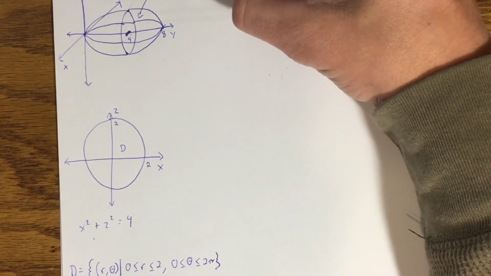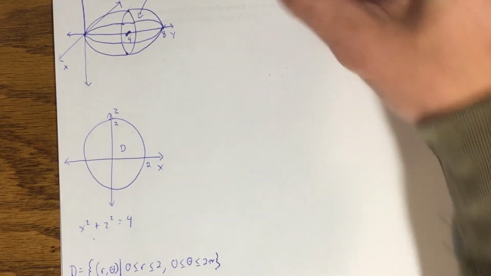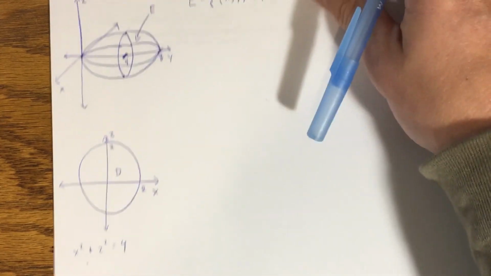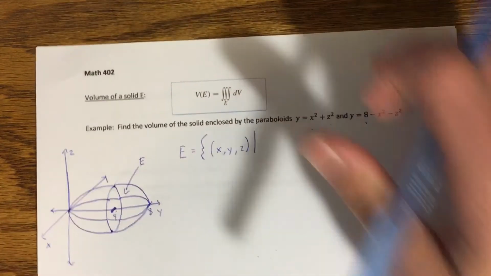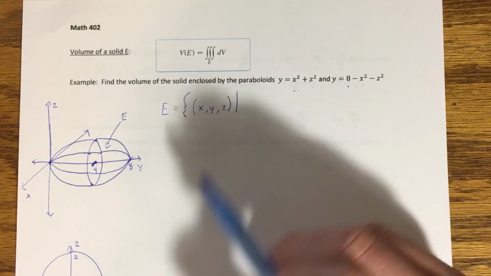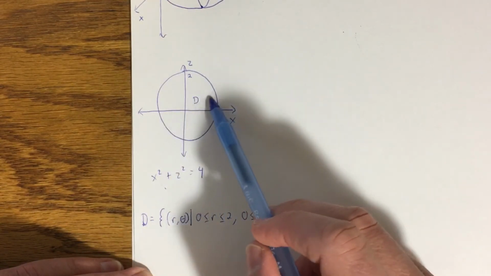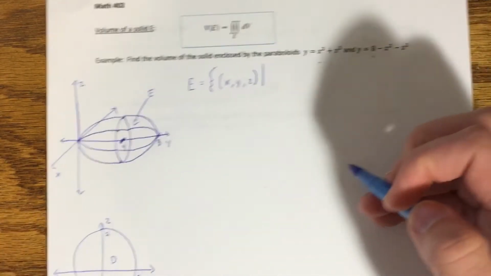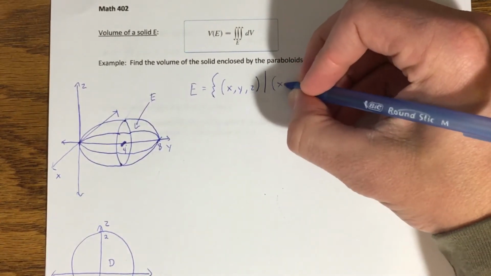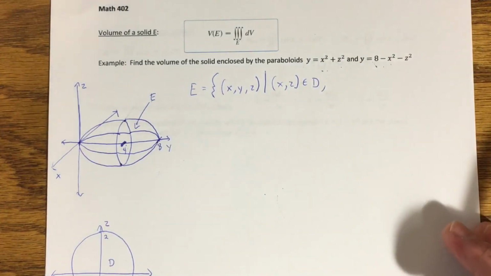So E is going to be the set of all x, y, z, such that. Okay, I keep forgetting to shift my page up and down. E looks like the region containing the set of points x, y, z, such that, looking here, all of the x, z's are going to live in that region D. So I'm going to say such that x, z is in the region D. That means I need to find bounds for my y.